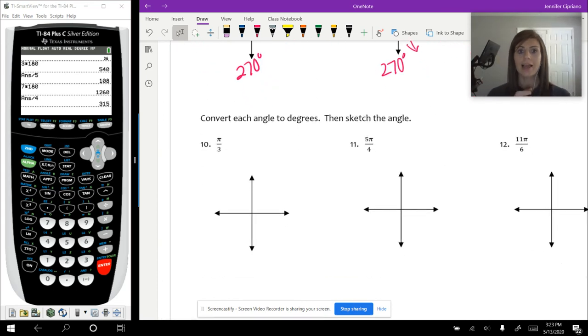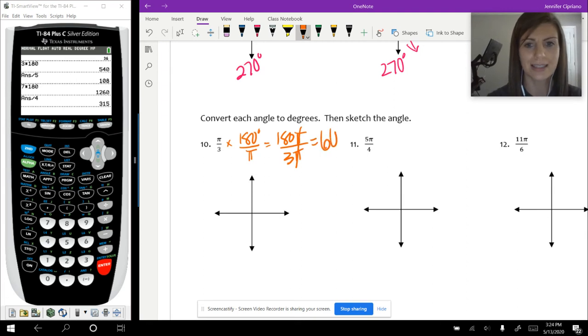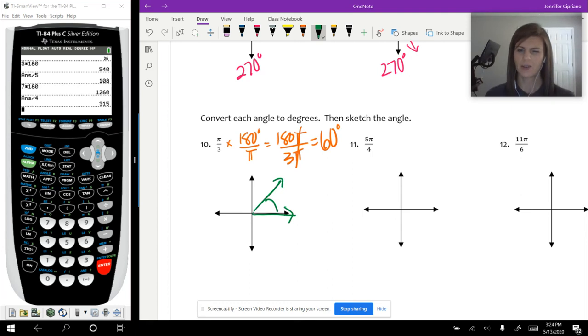All right, so last part of this. When angles are given to you in radians, to sketch them, just convert them to degrees first. So just apply your conversion factor. Remember that if we're going to degrees, our degrees would be in our numerator. So we just multiply this by 180 over pi. That gives us 180 pi over 3 pi. Pi's cancel. So this is 60 degrees. 60 degrees is obviously less than 90. So if I start at 0, I would rotate to 60 degrees right about there.